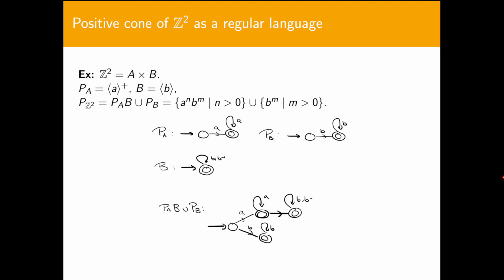So an automaton representing P_AB and P_B is basically given by when you start at the start state and you either go into the automaton representing P_A, followed by the automaton representing B, or you start at the start state and you go to the automaton representing P_B.